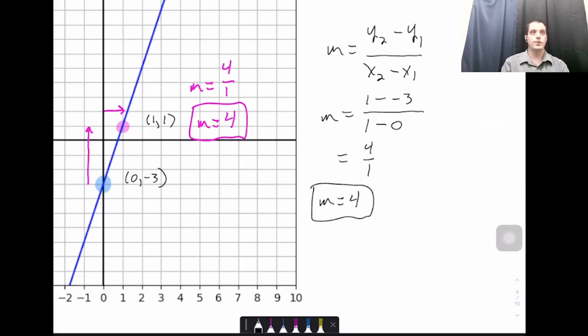All right, so there we had two different ways of getting the answer. We followed the line, going up by 4 and over by 1, and we also used the formula.